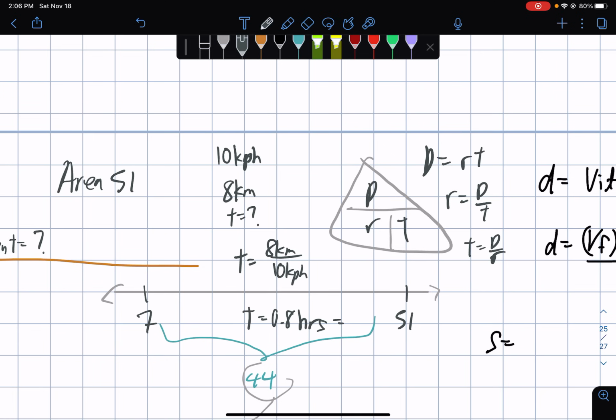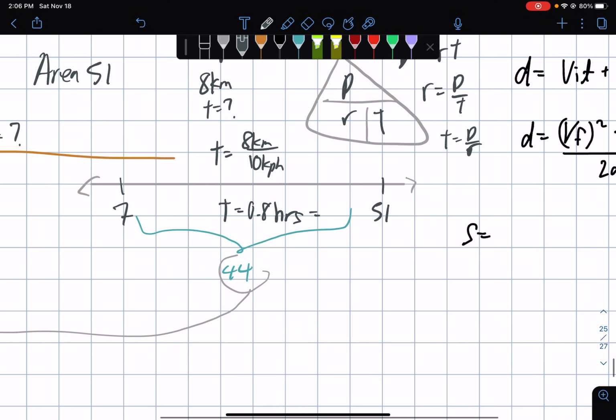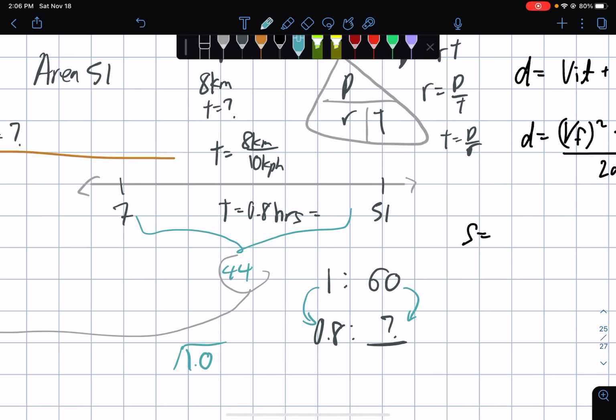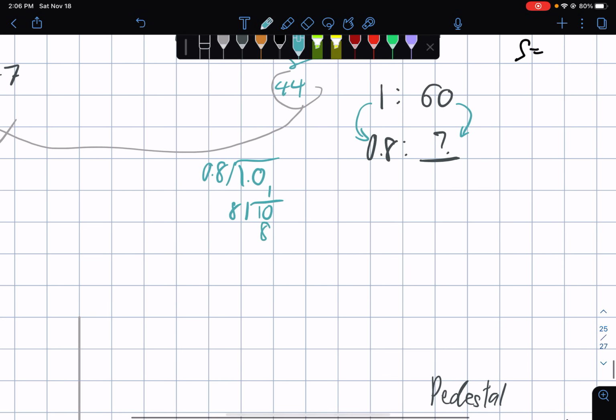Or in minutes, how do you convert this to minutes? In 1 hour, there are 60 minutes. 0.8 hours is how many minutes? Let's try ratio and proportion. Challenging. How does 1 become 0.8? So for 60 to become what we're looking for, 1 over 0.8 or 8 over 10, 1 to 1.2, 1.25.